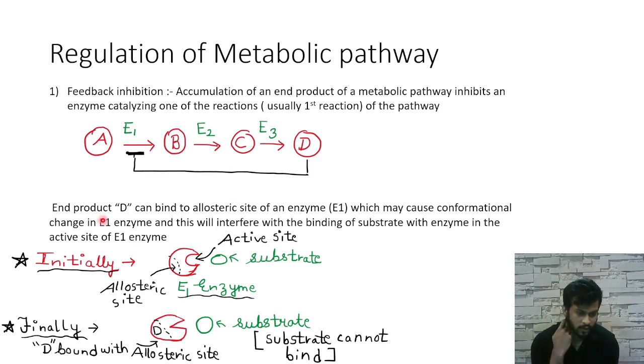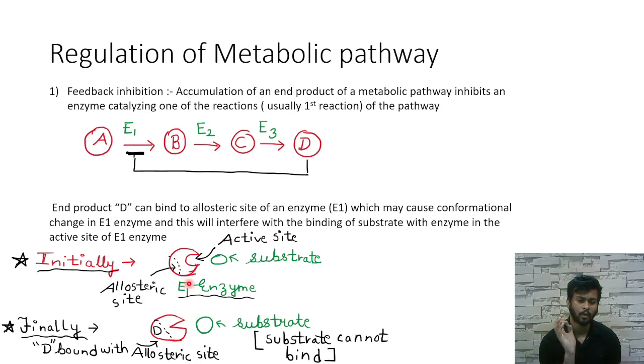Okay. The end product D can bind to the allosteric site of an enzyme E1, which may cause conformational change in the E1 enzyme, and this will interfere with the binding of substrate with the enzyme in the active site of E1 enzyme. So let us try to understand what this means with the below diagram. Initially we can observe that in E1 enzyme, I have shown a semicircular active site and a circular substrate which can bind into the active site. The site different from the active site is known as the allosteric site.